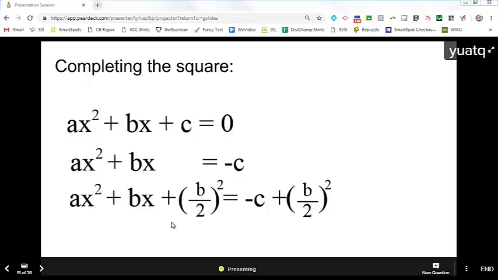Okay, so the next thing that we do when you complete the square is you take half of b, so b over 2, you square it and you add it to both sides. Okay, so completing the square, we take half of b, we square it, and we add it to both sides of the equal sign. We don't do this until we have ax squared plus bx by itself. So we had to move this plus c. Everybody with me on that?